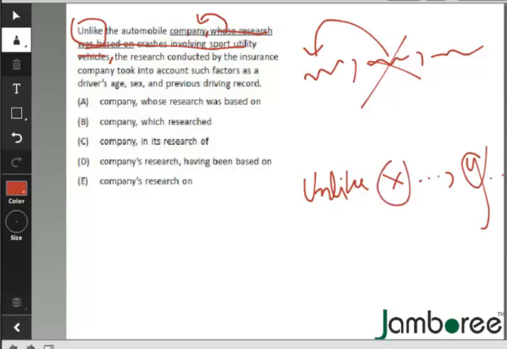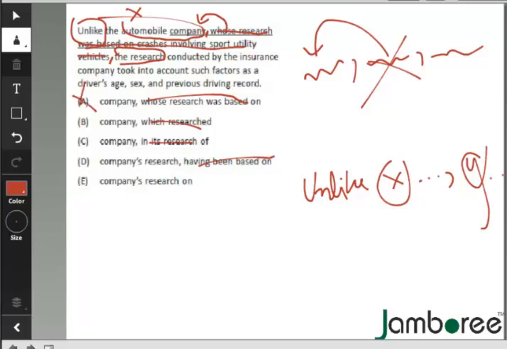So we know that unlike automobile company, so automobile company is your x here, right? And what is the y? We have got the research. So which is your y? So automobile company and research, is that a fair comparison? No. So let's not read about all of this. To begin with, we are looking for the automobile company and research, which is not comparable.